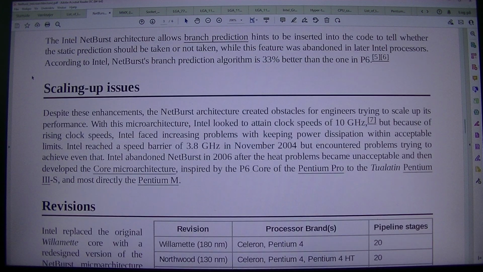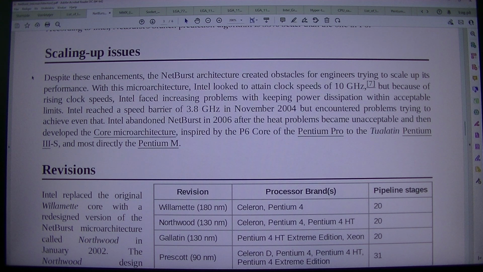Scaling up issues. Despite these enhancements, the NetBurst architecture created obstacles for engineers trying to scale up its performance. With this microarchitecture, Intel looked to attain clock speeds of 10 GHz, but because of rising clock speeds, Intel faced increasing problems with keeping power dissipation within acceptable limits. Intel reached a speed barrier of 3.8 GHz in November 2004 but encountered problems trying to achieve even that.